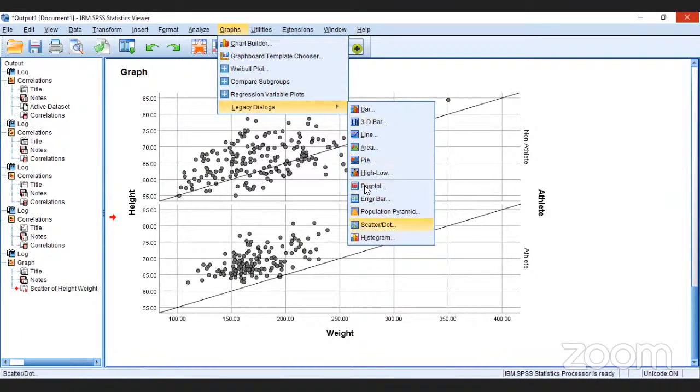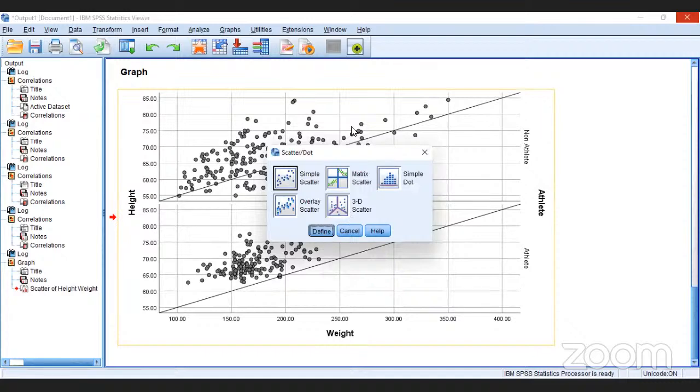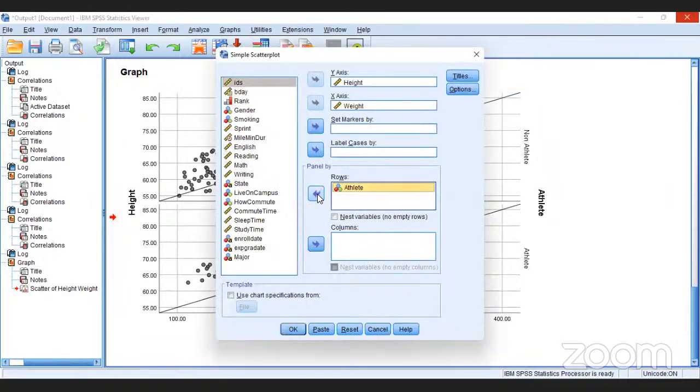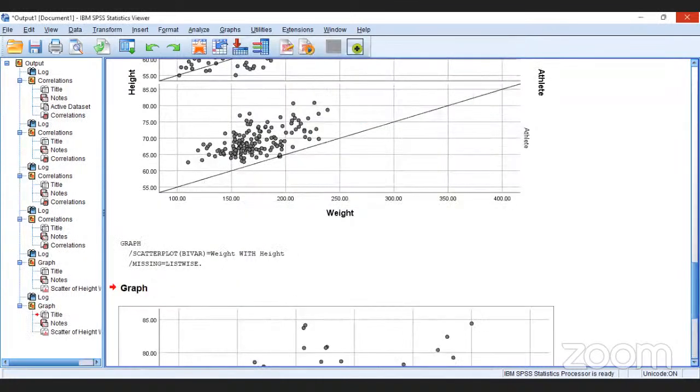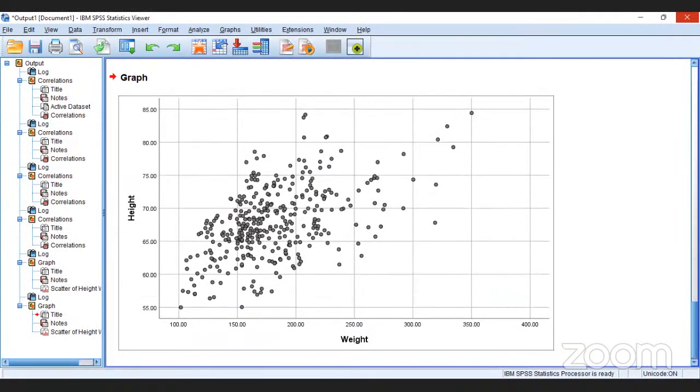So, scatter plot, define. Let me just remove this. I will get a simple chart here. So, what do we notice? Who can interpret this chart? There is a positive relationship. What makes us think that the relationship is positive?